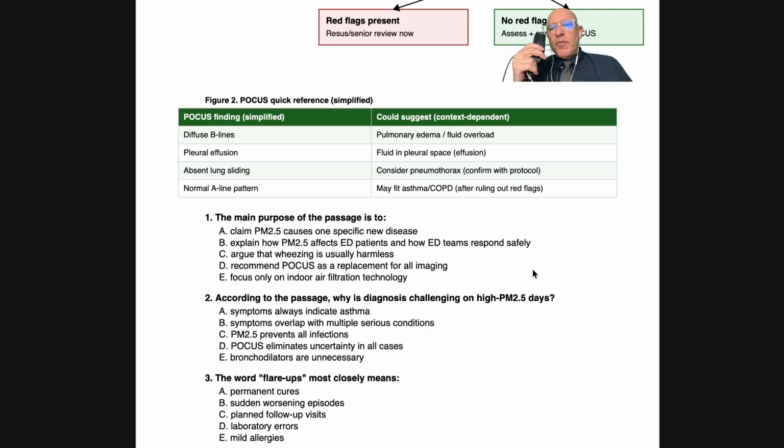A, claim PM 2.5 causes one specific new disease. B, explain how PM 2.5 affects ED patients and how ED teams respond safely. C, argue that wheezing is usually harmless. D, recommend POCUS as a replacement for all imaging. E, focus on indoor air filtration technology. Correct answer here is B.